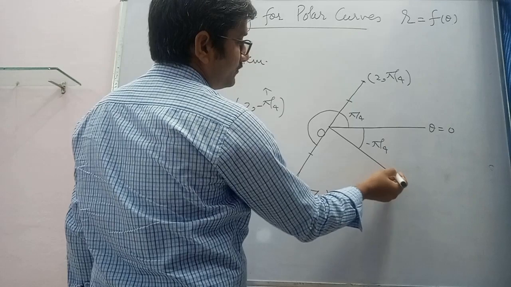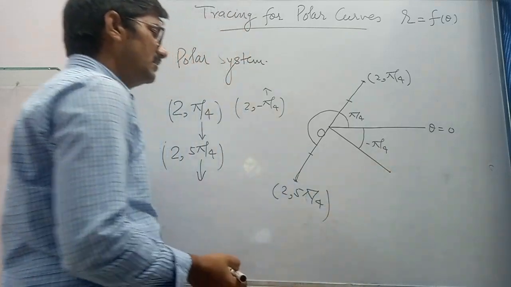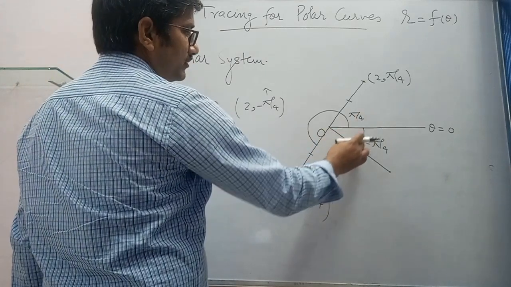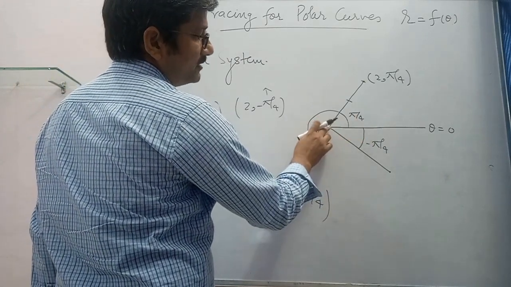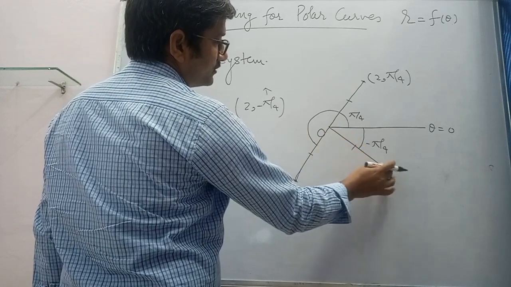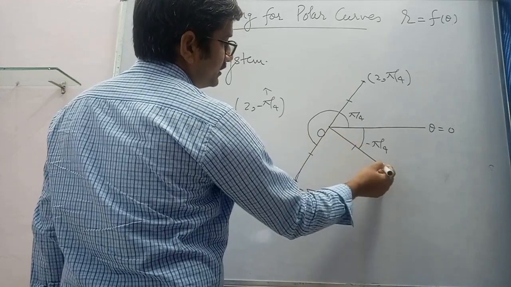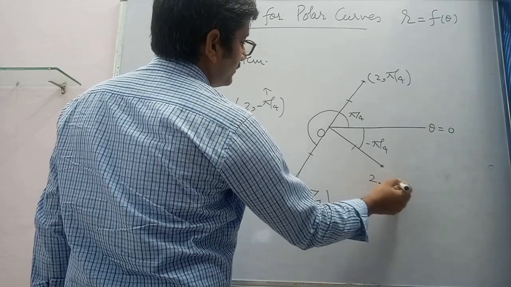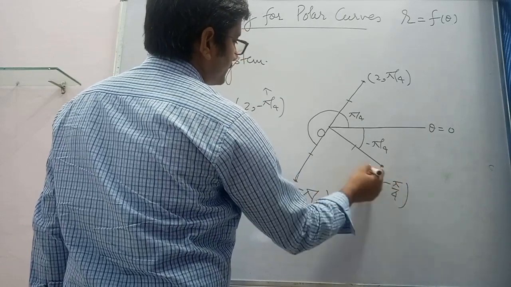Because we have to first locate theta, the angle. So first we have located theta, we have measured theta in the negative direction, and then 1, 2. So 2 units, cut the 2 units here. This point will be (2, −π/4).